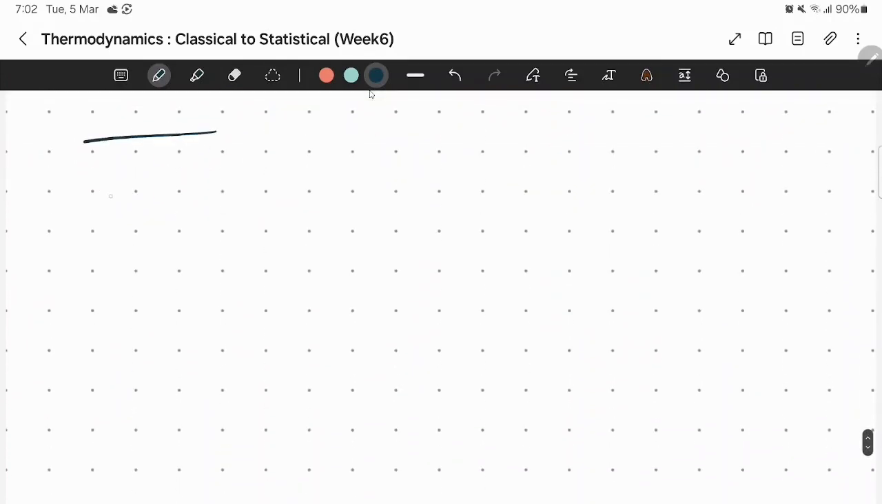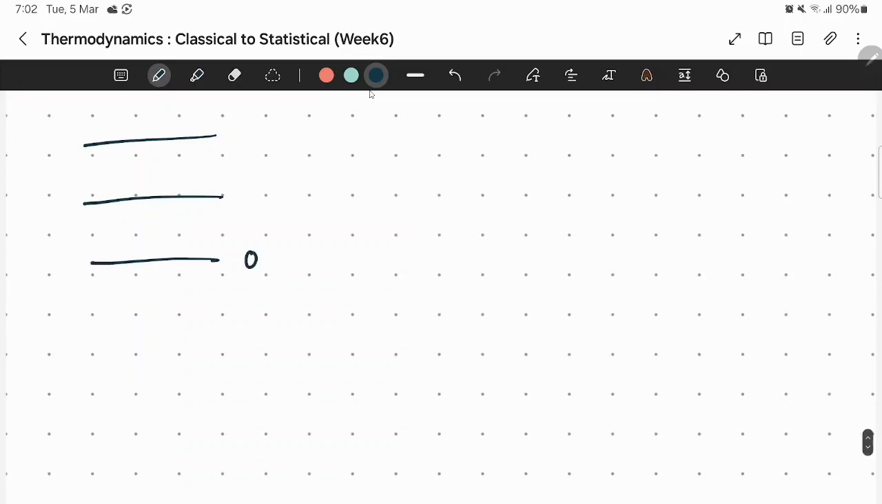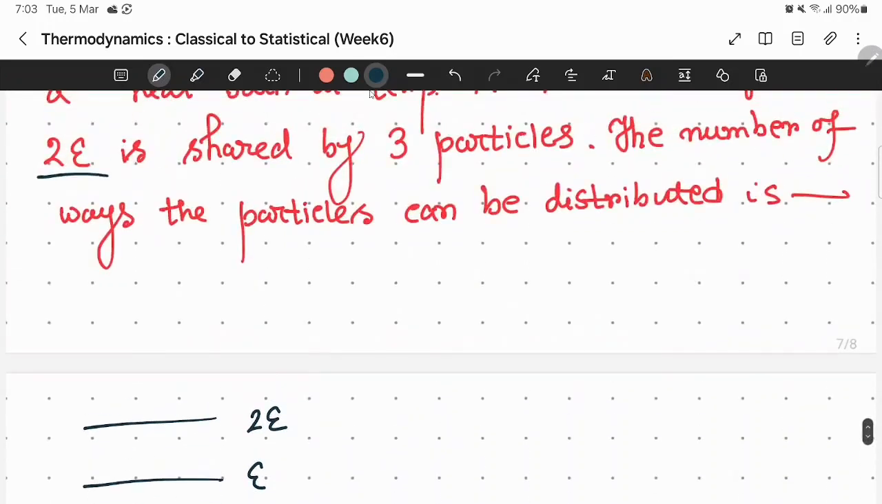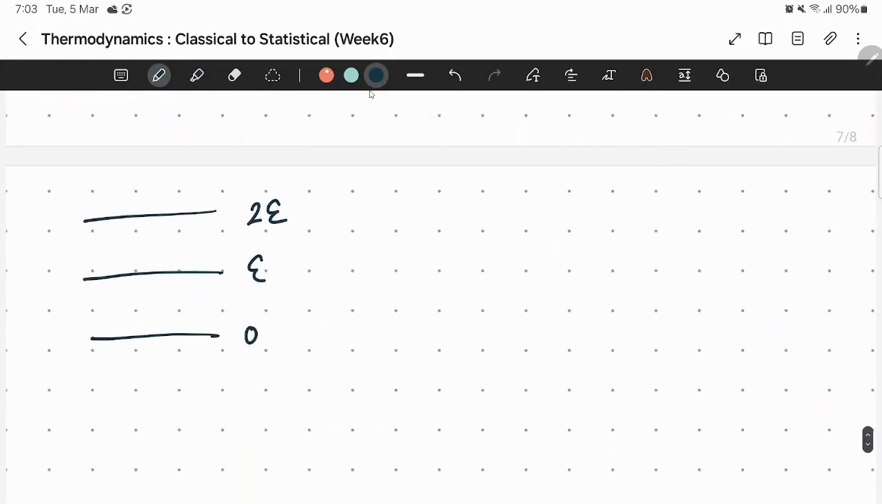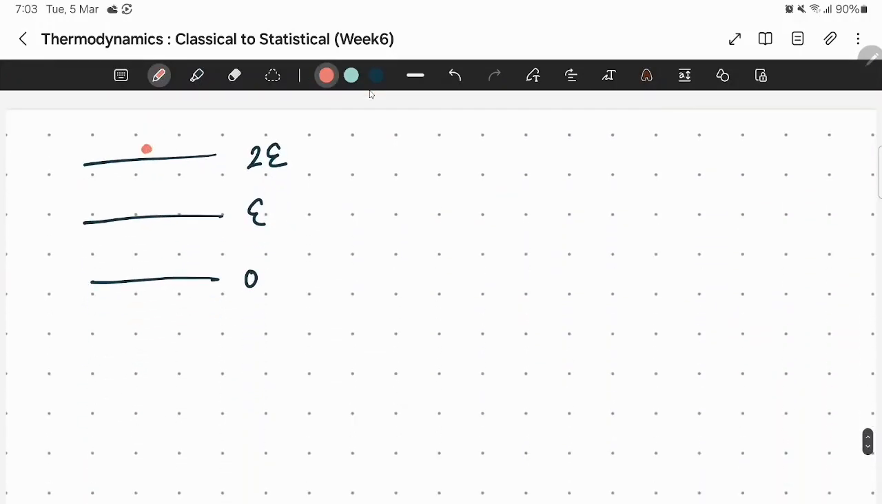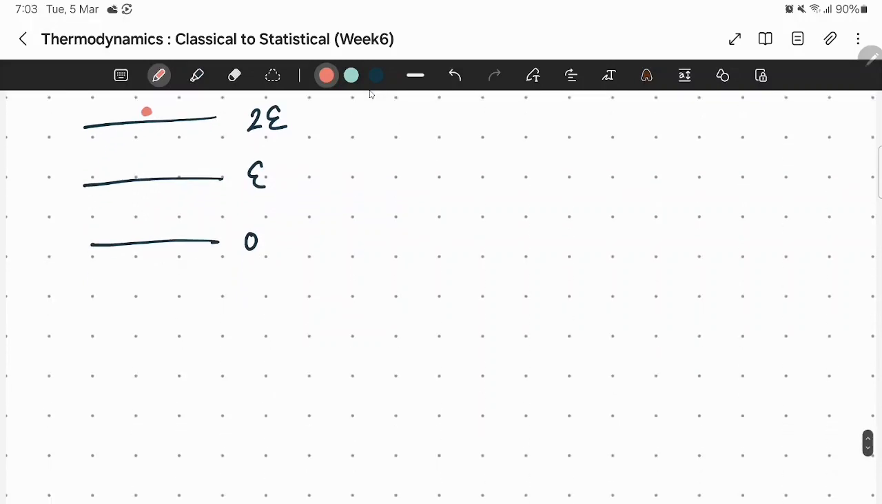So there are three energy levels. Having the single particle energy means that if there is only one particle, then the energy will be 0, epsilon, or 2 epsilon. Okay. So now we have to find out the orientations so that the total energy should be 2 epsilon. We can think like this: having total energy 2 epsilon is straightforward, 0, 0, 2 epsilon.